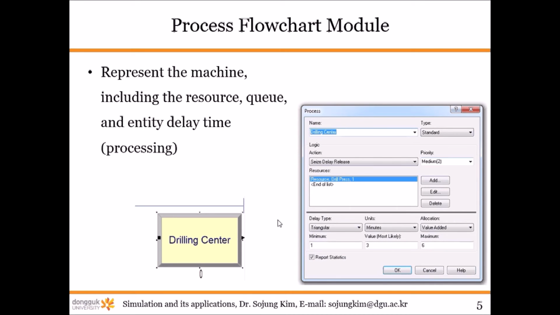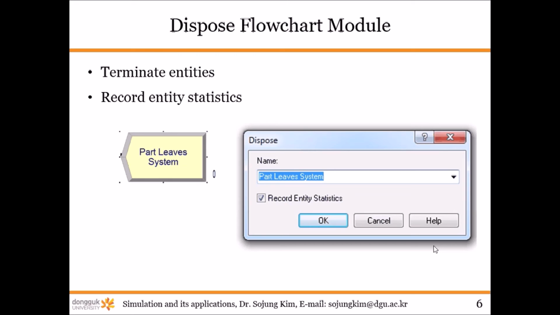Also, there is a process flowchart module, or process module, in Arena, and I already mentioned this one, right? We have a drill center using the drill press as a resource, and they spend this amount of time. And then we have the dispose module, which will update the tally statistics whenever an entity passes through this dispose module. Arena will remove the specified entity and then update the tally statistic. Okay, so that's why you have to have a dispose module in your model.